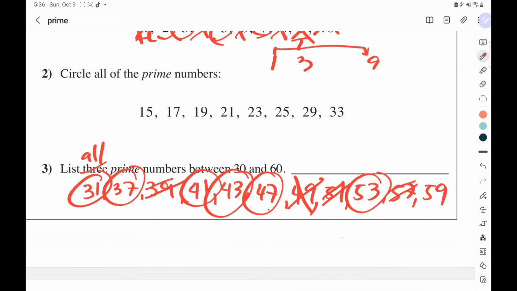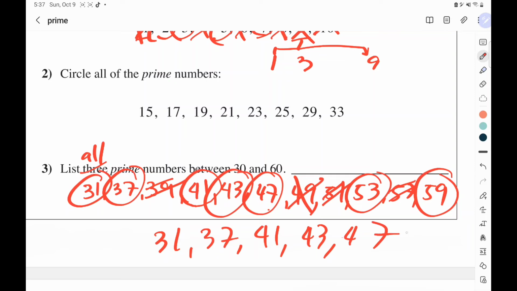And 59 divided by 7 is equal to 8. All right, and we have a remainder of 3. That makes 59 not divisible by 7, and therefore 59 is your last prime number between 30 and 60. So the prime numbers are 31, 37, 41, 43, 47, 53, and 59.